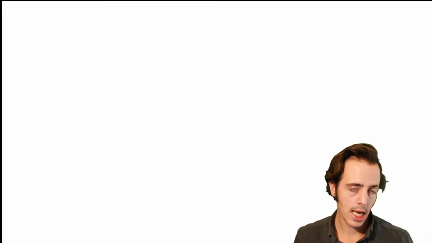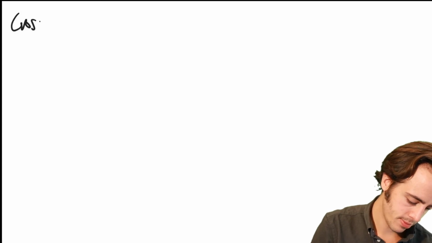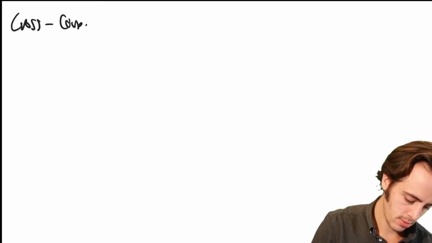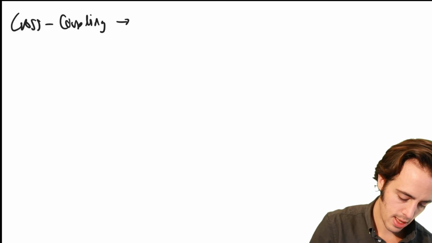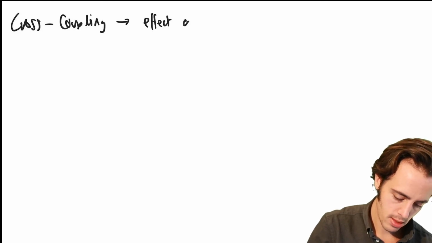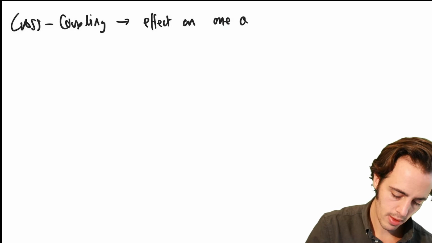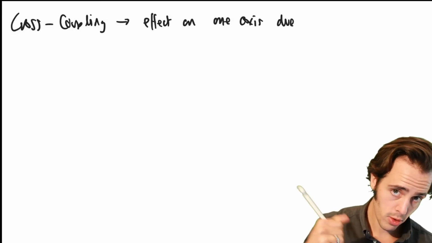So we're going to have a quick look at cross-coupling as well. Everything we've done so far, including this roll damping, is looking at a single axis, what one axis does on another. We can evaluate and consider and work out what the effect of cross-coupling is. So by cross-coupling, this is the effect on one axis due to motion about another.